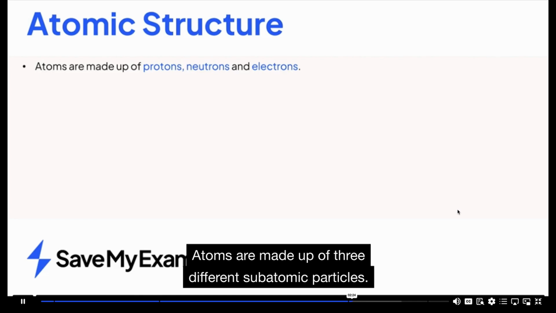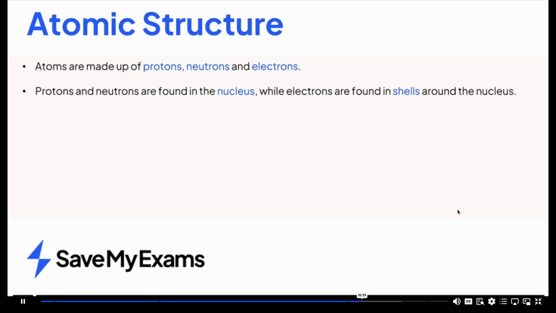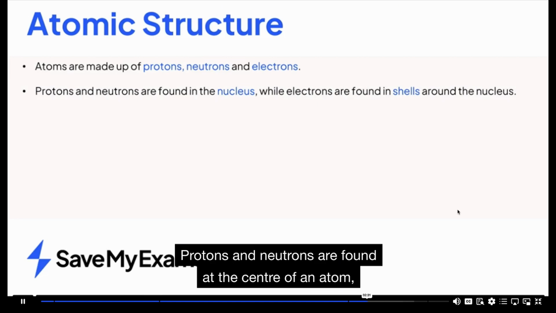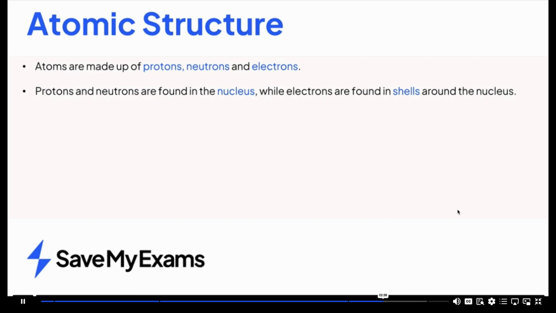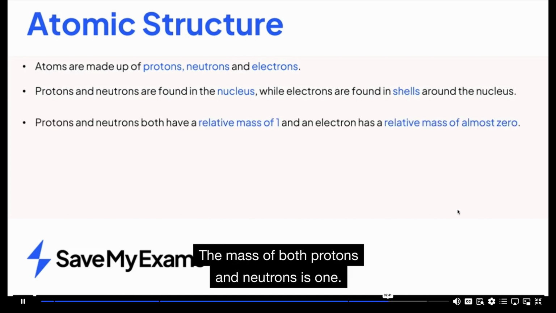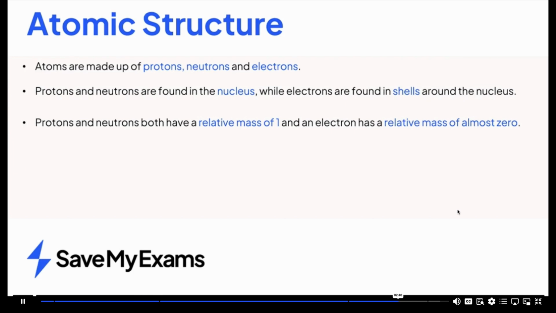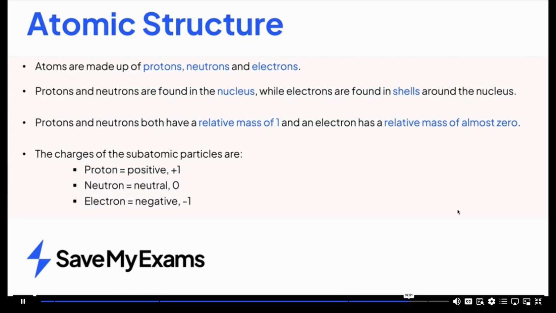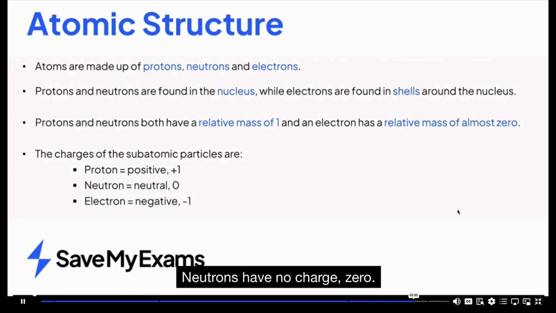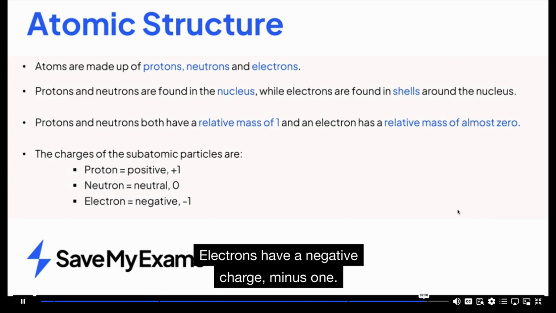Atoms are made up of three different subatomic particles, the proton, the neutron, and the electron. Protons and neutrons are found at the centre of an atom, which is called the nucleus. Electrons orbit the nucleus in shells. The mass of both protons and neutrons is 1, while electrons have almost no mass. Protons have a positive charge, +1. Neutrons have no charge, 0. Electrons have a negative charge, -1.